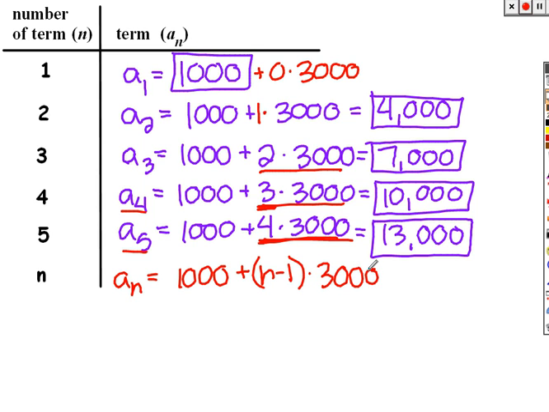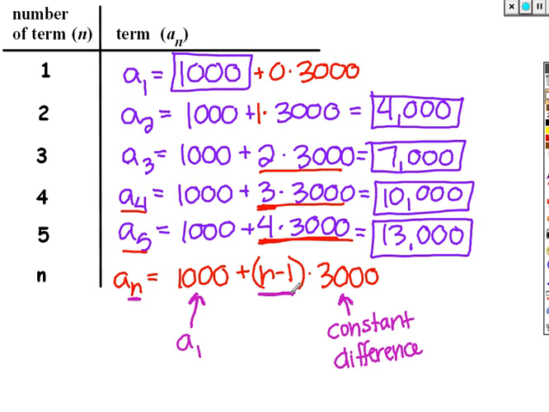And this leads us to the explicit formula for arithmetic sequences. Now, I still need to know the same information for the explicit formula as I did for the recursive. I need where I'm starting, and then I need to know that constant difference. Keep in mind what this is saying. If I want to find the 100th term, I would start at 1,000. And I take 1,000 plus 99 times 3,000, because the 100th term is 99 terms after the first term.